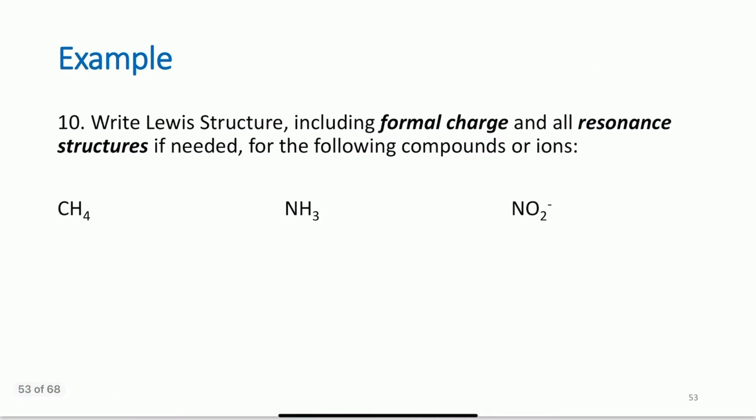Write the Lewis structure, including formal charge, and all resonance structures if needed for the following compounds or ions. I'm not going to keep writing out the valence electrons all the time just because it takes a lot of time, but I recommend you do it until you get comfortable not having to. So CH4. If I added it up, I would find carbon has 4 valence electrons, hydrogen has 1. There's 4 hydrogens. Overall, 8 valence electrons, all single bonds. NH3 also has 8 valence electrons, 3 single bonds to hydrogen, and a lone pair on the nitrogen.